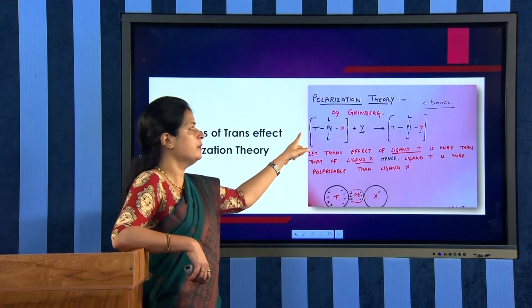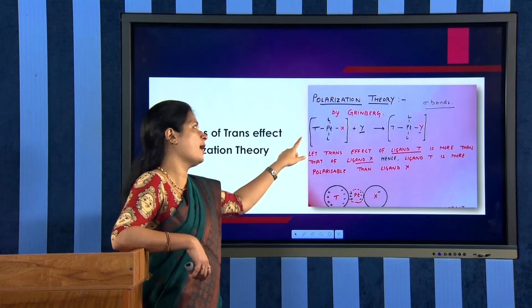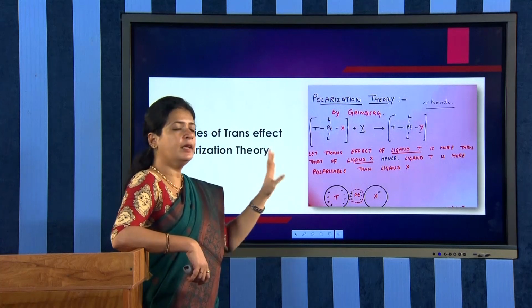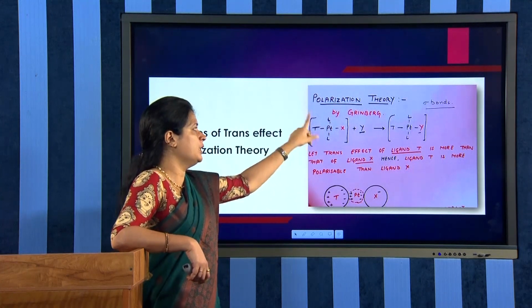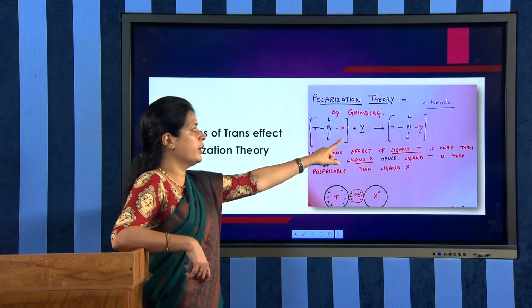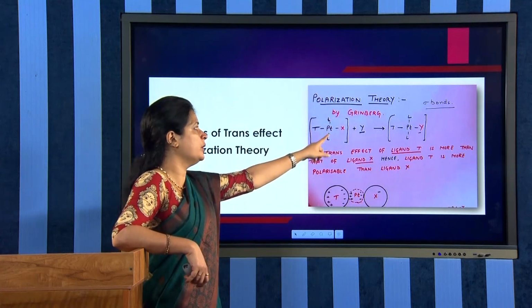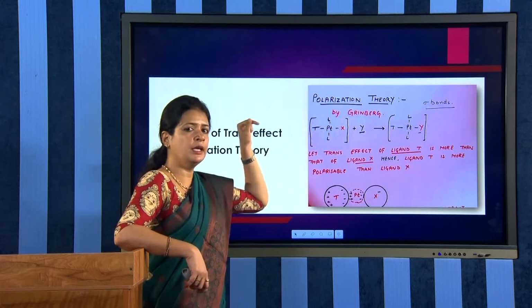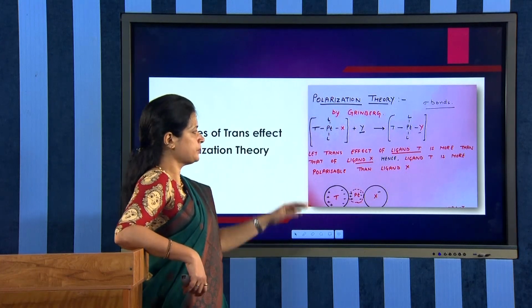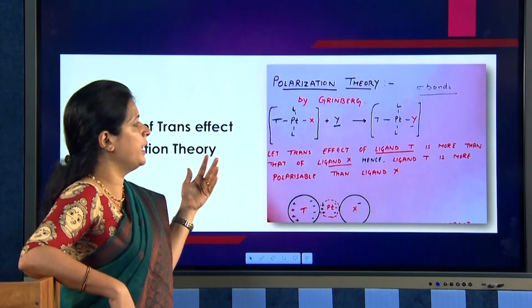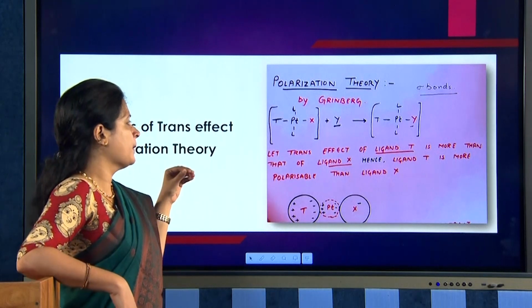T is the ligand having the trans directing property, and X is the leaving ligand. If the initial complex reacts with the entering ligand Y, the product is Pt L2 T Y. See, X is being removed and Y is entering the complex. So, this is a general reaction, and now how does the polarization theory explain it?